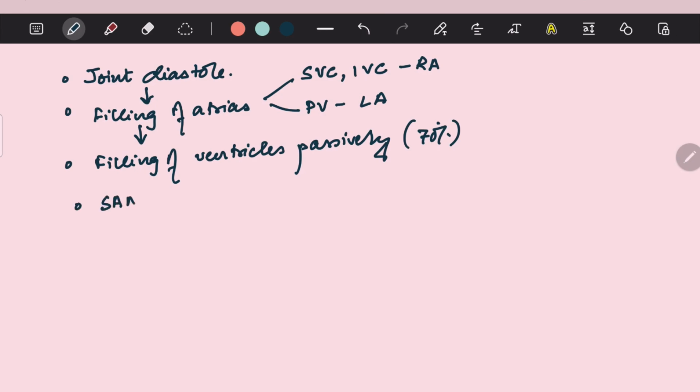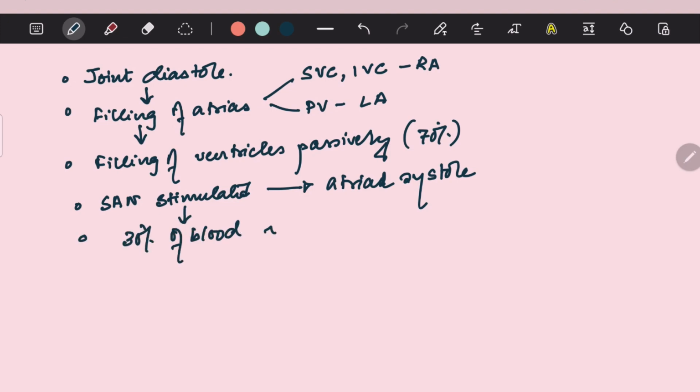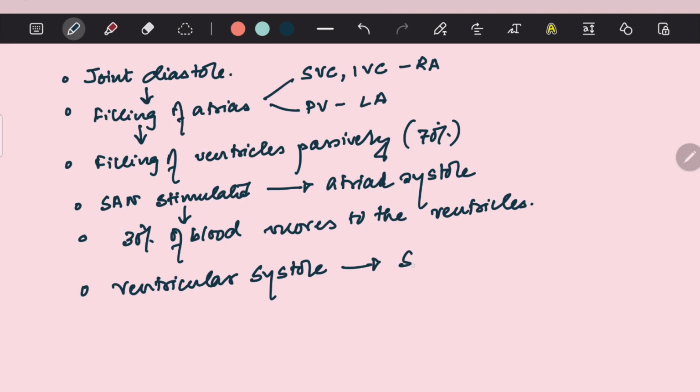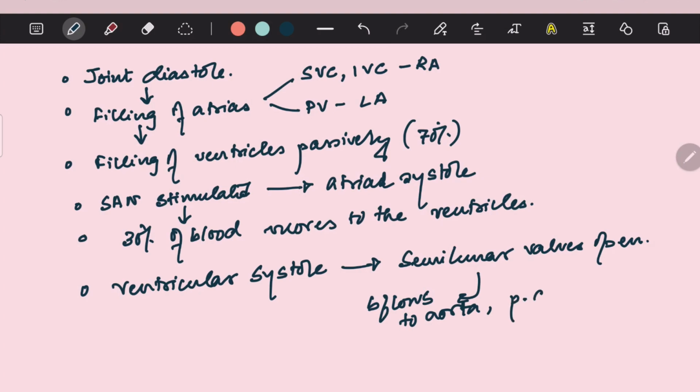Then what happens is the sinoatrial node is stimulated and as a result the atria contract. So there is an atrial systole, for which 30% of the blood moves to the ventricles. Right. Now, there is a stage of ventricular systole. As a result, the semilunar valves open and the blood flows to the aorta and the pulmonary arteries, respectively.